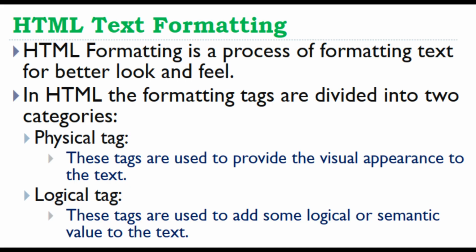HTML text formatting. HTML formatting is a process of formatting text for a better look and feel. In HTML, the formatting tags are divided into two categories: physical tags. These tags are used to provide the visual appearance to the text. Logical tags. These tags are used to add some logical or semantic value to the text.